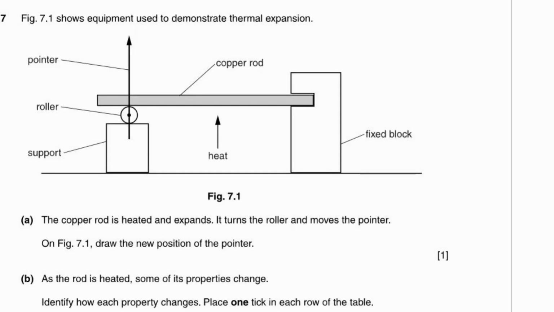Question 7. Figure 7.1 shows equipment used to demonstrate thermal expansion. The copper rod is heated and expands. It turns the roller and moves the pointer. So figure 7.1, draw the new position of the pointer. What's going to happen as it expands, it's going to stretch out in this direction, and this pointer is going to move this way.